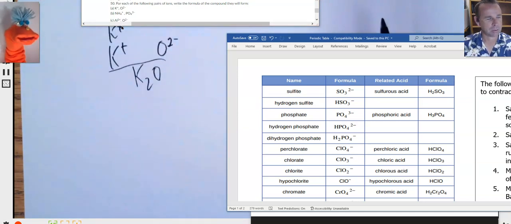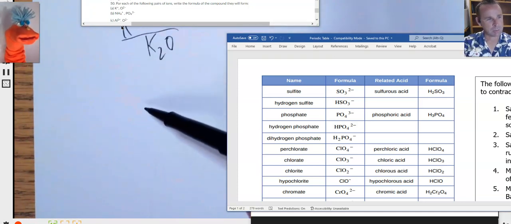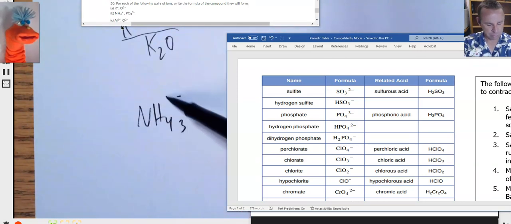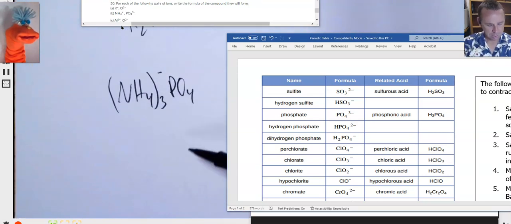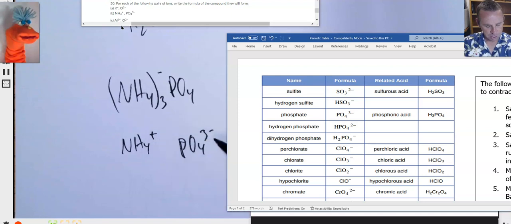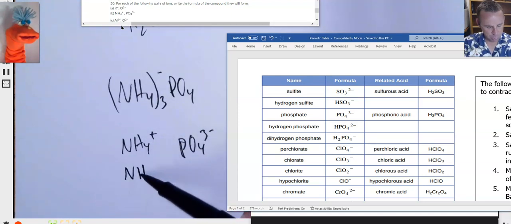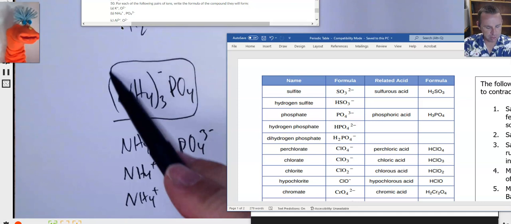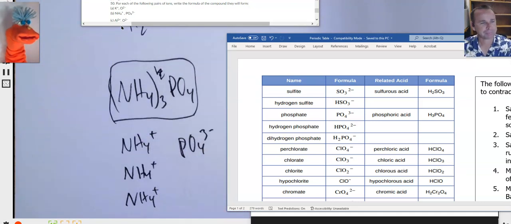The next one, ammonium and then phosphate. Ammonium phosphate. Very good. How many ammoniums? You're going to need three. Very good. (NH4)3, three of those for every PO4 3-. Again, we had PO4 3- and NH4+, and we saw that for these to balance, I was going to need more of the positively charged ions. So I had three of them for every one of those, and that's what that's representing right there.